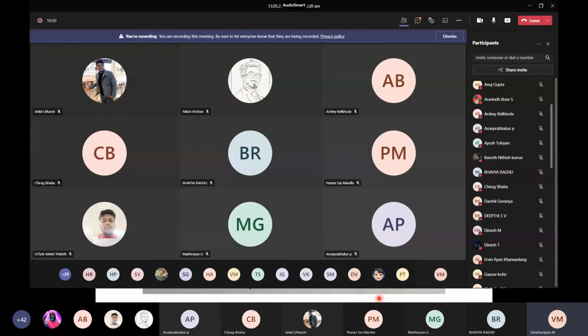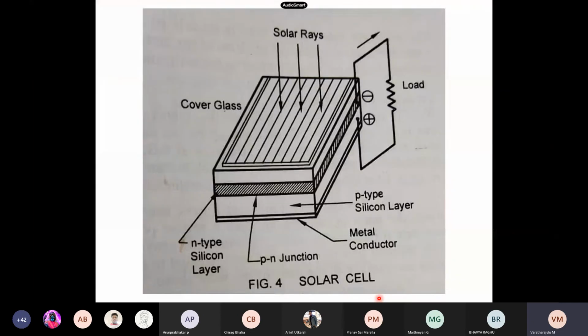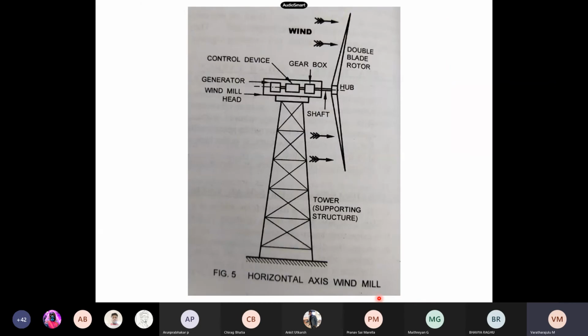See what all the nomenclatures related to windmill. We have the double blade rotor. We have a hub to connect these blades with the shaft, and we have the gearbox, a control device and a generator. The entire setup is called the windmill head and tower. The supporting structure is called the tower.